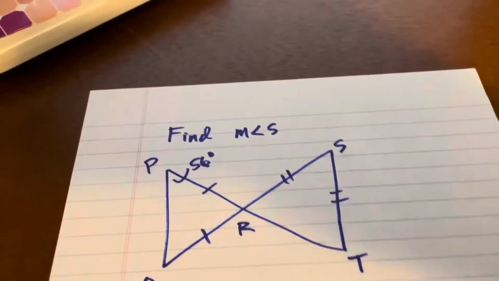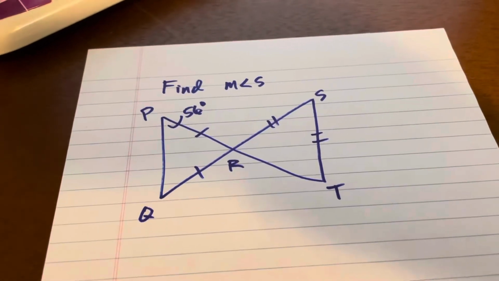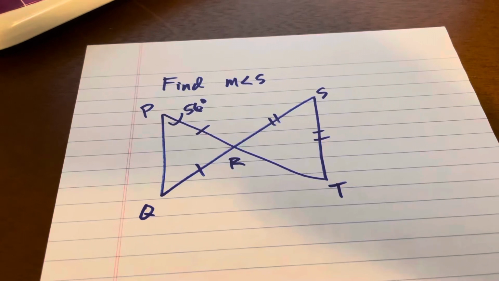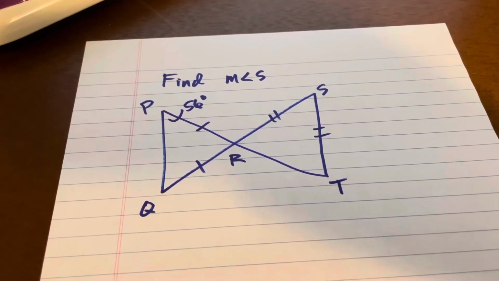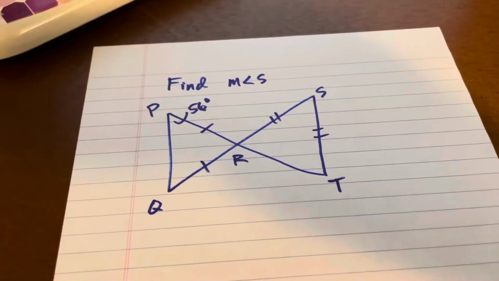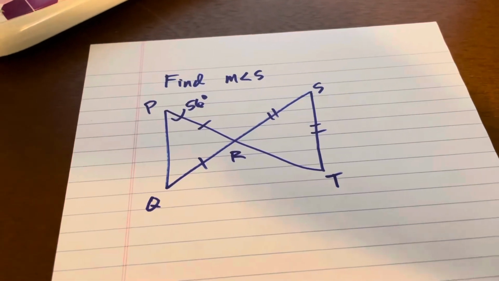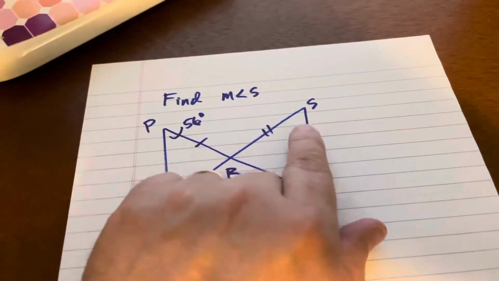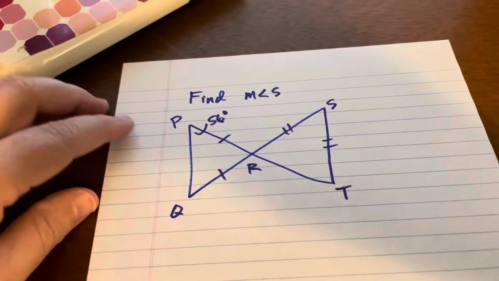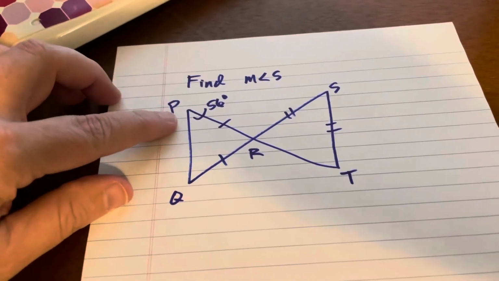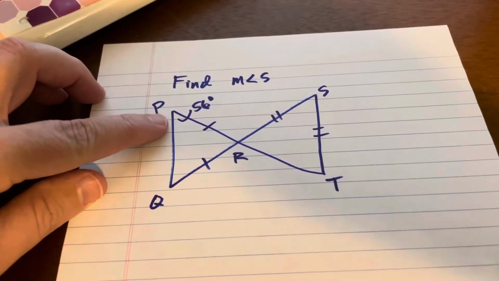Let's consider this geometry problem. So given this figure and that angle P is 56 degrees, and with these markings, we're to find the measure of angle S. So we're trying to find this angle up here. So we only know, at this point, this one angle here.